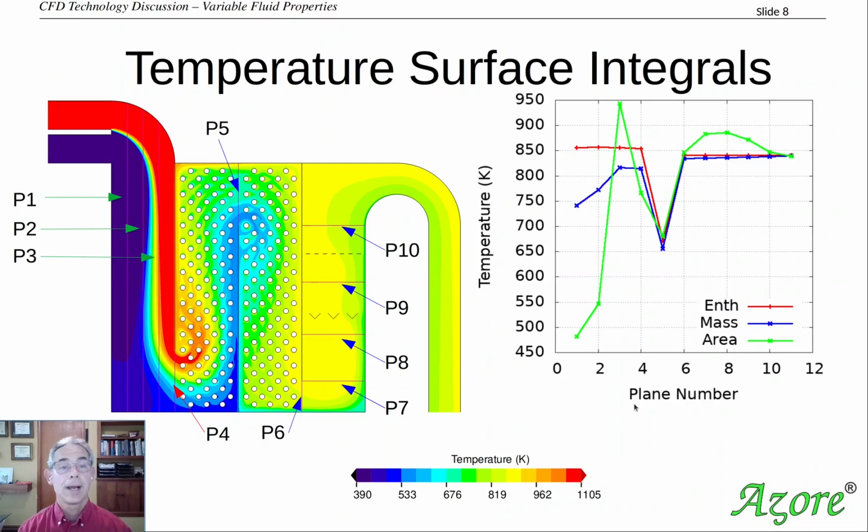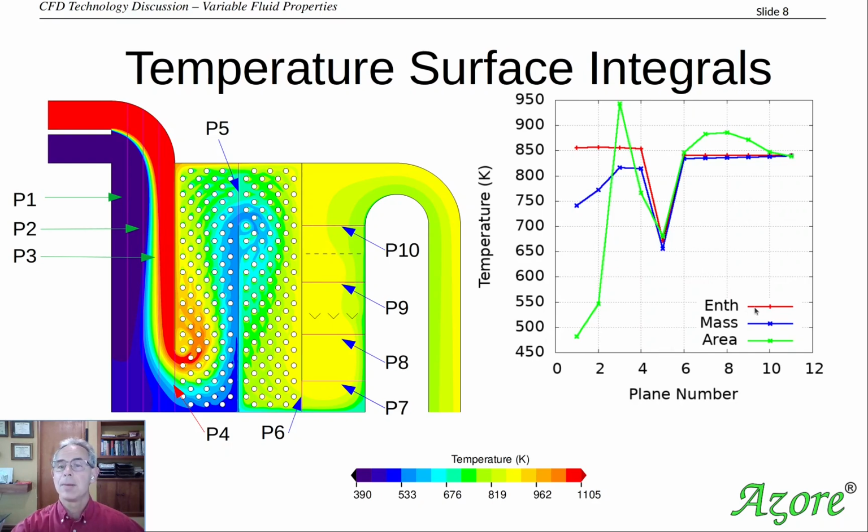So now we're going to look at the temperature distribution through our model, and in particular, the surface integrals that we're going to get due to the temperature distributions that we see here. On the left, you can see the temperature distribution that was predicted for this particular model. And on the right is a graph that shows the temperature at each one of these planes for each of the different surface integration methods.